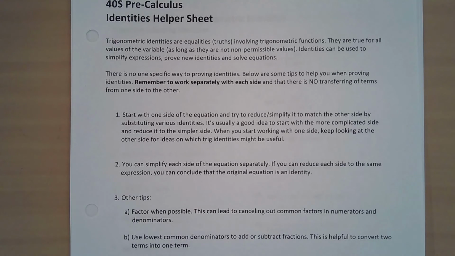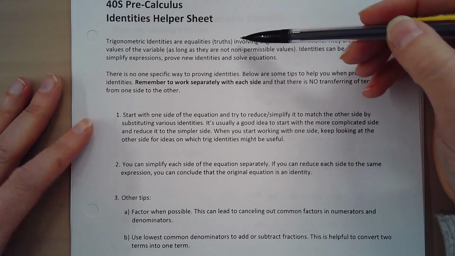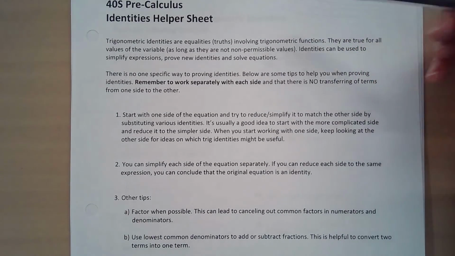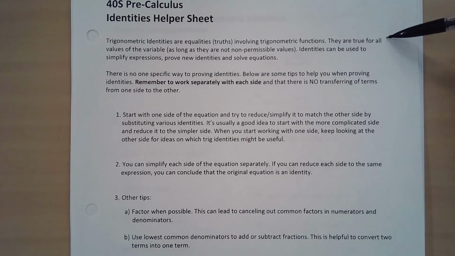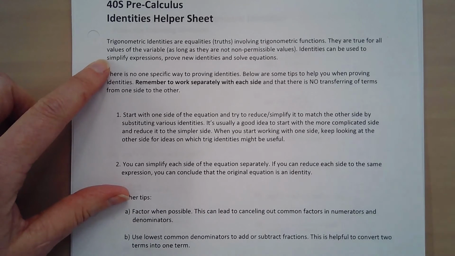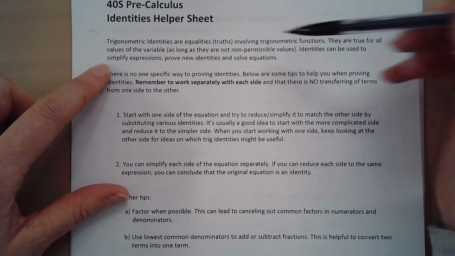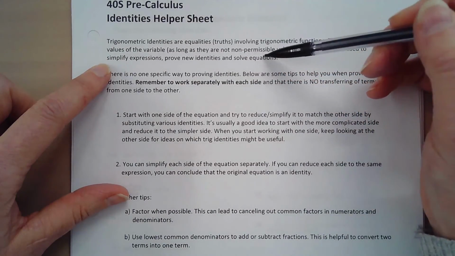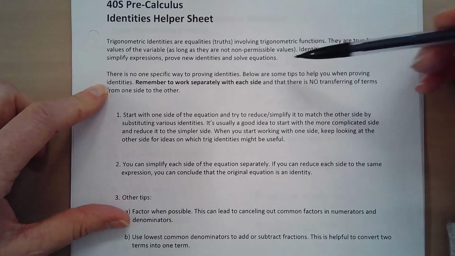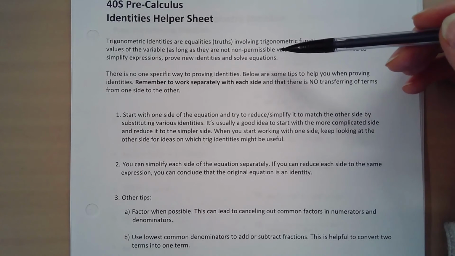So let's just read some of the helpers I gave you. Once again, just some words. Trig identities are equalities or equations, truths involving trig functions. They're true for all values of the variable, as long as they're not the non-permissibles. Identities can be used to simplify expressions, to prove new identities, and to solve equations. Okay, we haven't got to that part yet. That's the second part of this unit. All we're doing is proving identities.